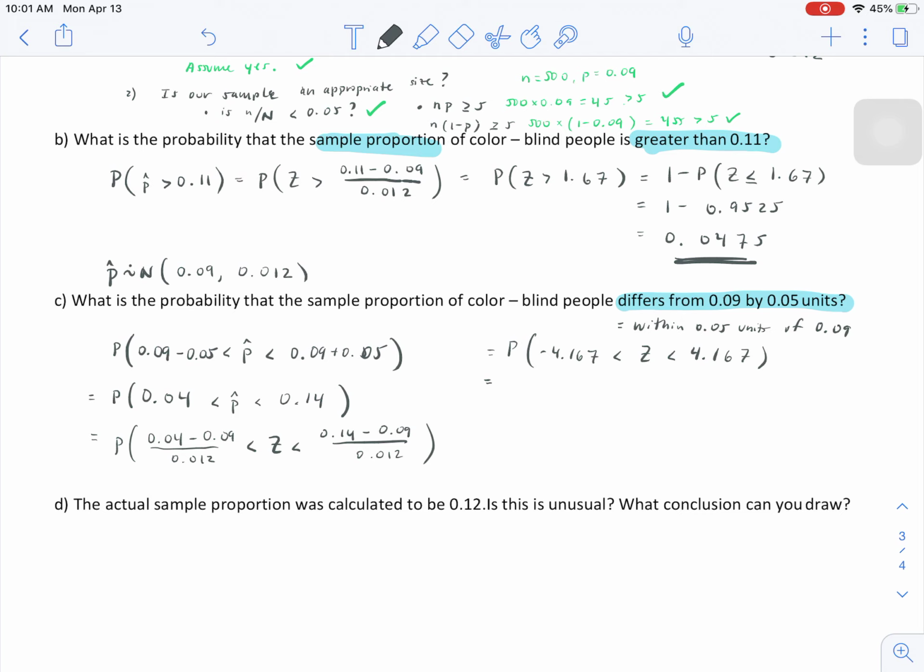To find the area between two z-scores, I take the area to the left of the larger one, subtract the area to the left of the smaller one. This is a really large z-score, so I can approximate the area to the left with 1. This is a really small z-score, so I can approximate the area to the left with 0. So therefore, there's a 100% chance that the sample proportion of colorblind people is within 0.05 units of 0.09, the population proportion.